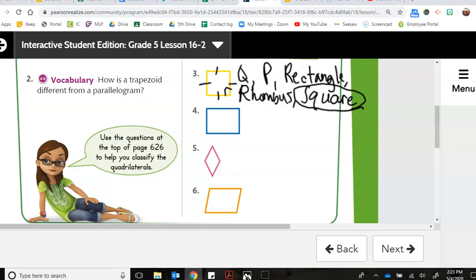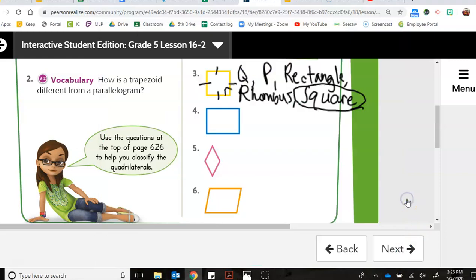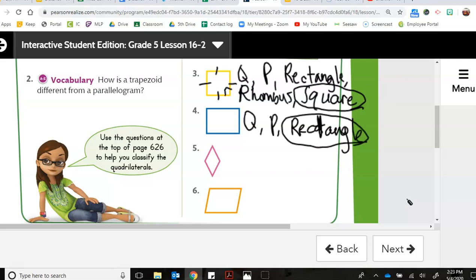Okay, next up, when I see number 4, that reminds me of a rectangle because there are 4 right angles. But I need to look at what else a rectangle can be. So here's my rectangle. When I go up, it can also be a parallelogram because opposite sides are parallel. And then it's definitely a quadrilateral because there are 4 sides. So I'm going to write down that it's a Q, quadrilateral, a P, parallelogram, and a rectangle. And then rectangle would be the most specific description.